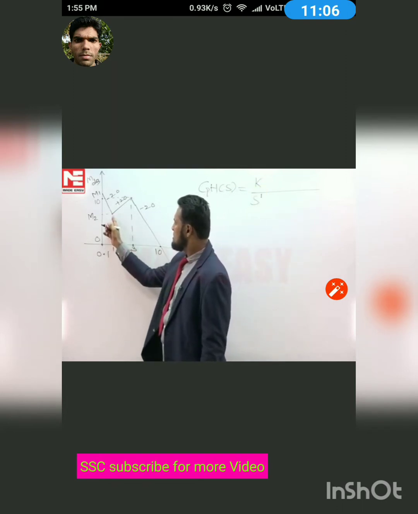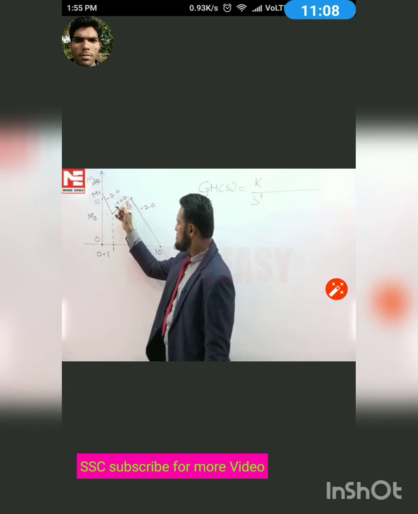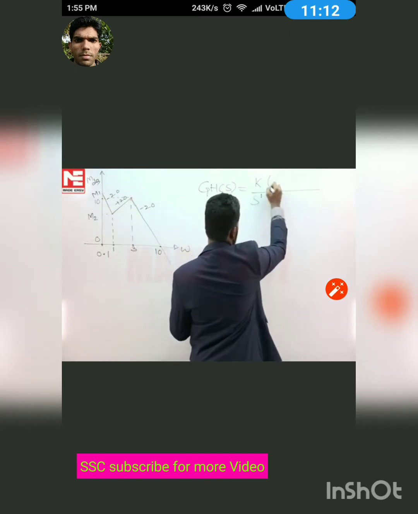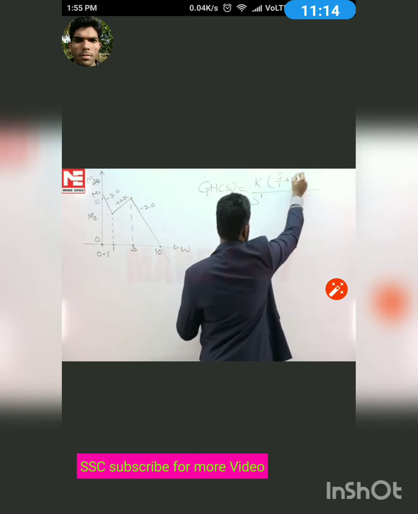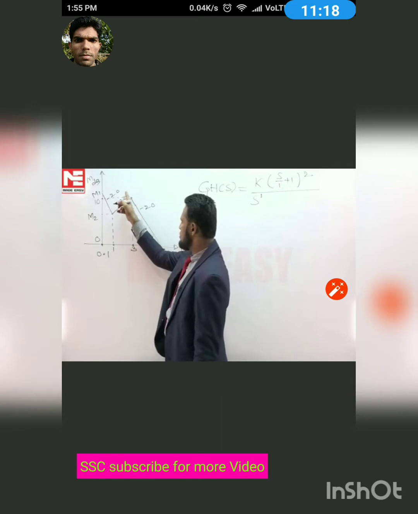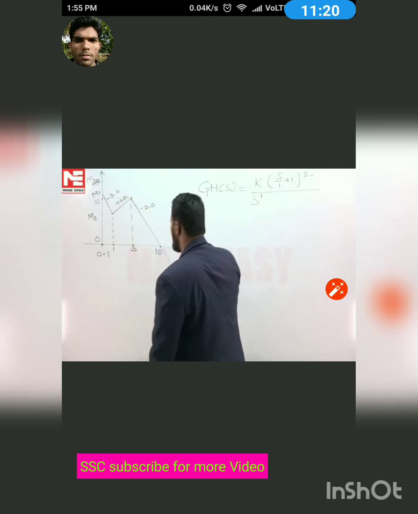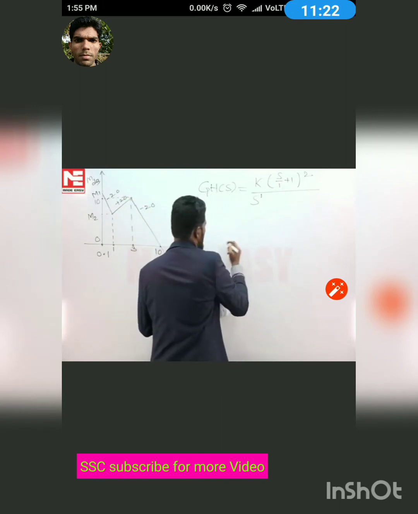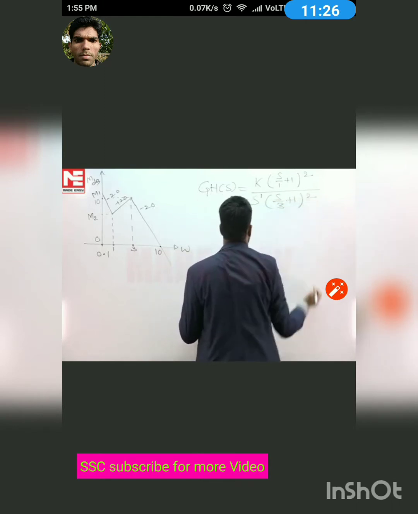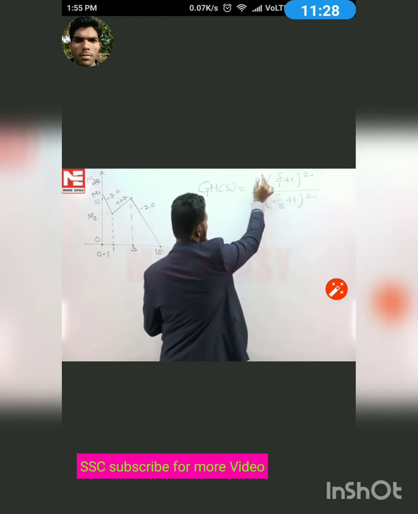At corner frequency 1, minus 20 slope is changing to plus 20. It is becoming more positive by an amount 40, which is due to two zeros in the system. At corner frequency 3, plus 20 slope is changing to minus 20, which is because of two poles in the system, S by 3 plus 1 square. Now the question is to find the value of K.